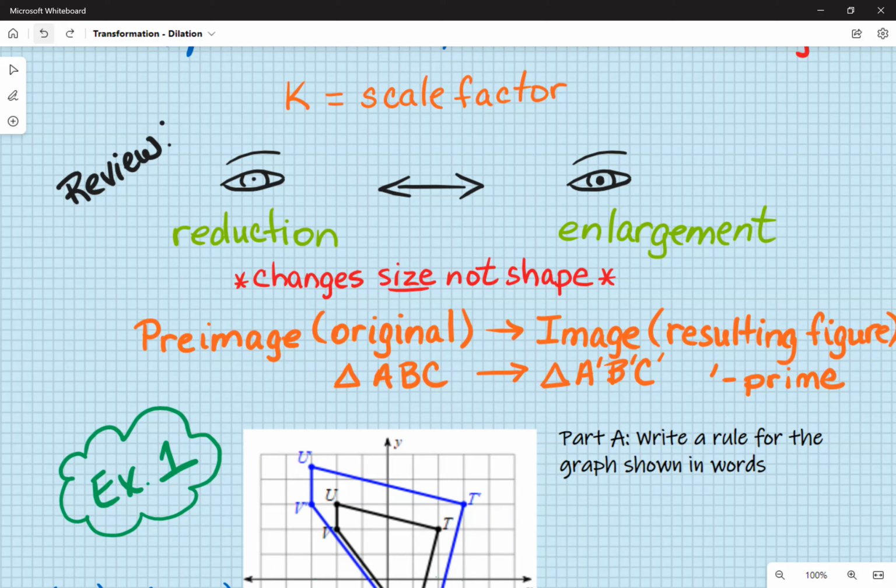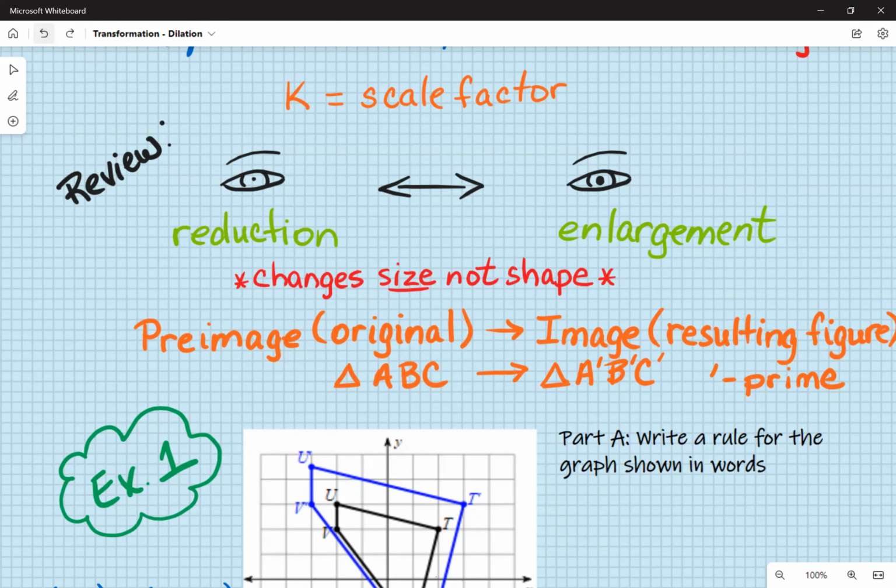So if your scale factor is less than 0, then that means it's going to be reducing. So what's happening is your figure is going to change its size, but it's not going to change its shape. So if it is a triangle, it might start off small and then it dilates, if it has a scale factor that's greater than 0, to something that's bigger, or vice versa. It starts off large and then it reduces.